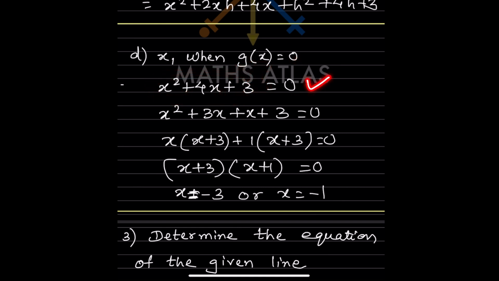So now this is a quadratic equation. Whenever you have a quadratic equation, this is the first term, this is the middle term, and this is the last term. So first term, middle term, and the last term. So what do we have to do in the quadratic equation?